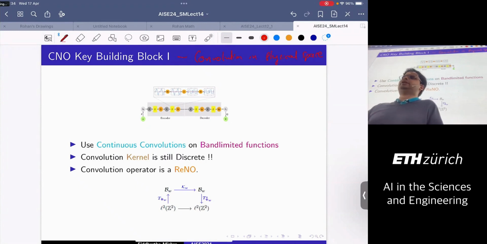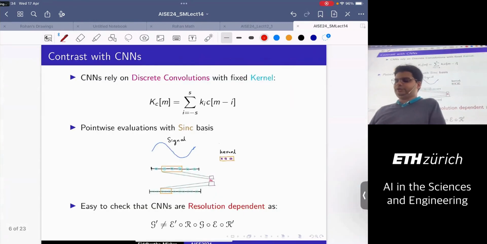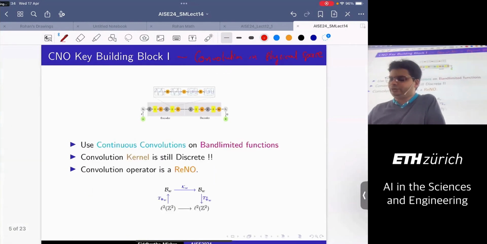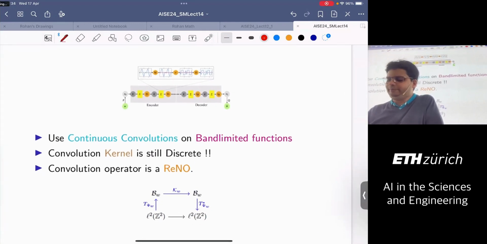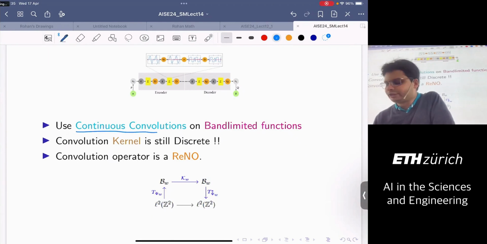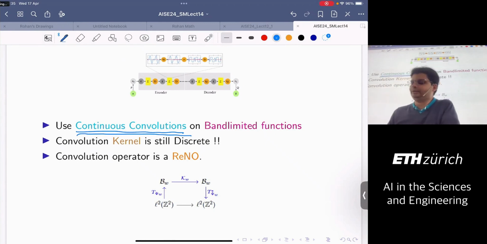So remember, the contrast is always with the CNN. Remember that this was the structure of the CNN. In the CNN, we had everything working at a discrete level, and as a consequence, we failed to have this structure preserving property. But let me now try to explain how the convolutions work, and this requires a little bit of time. So what we do is that we have continuous convolutions. Of course, everything is continuous. We have continuous convolutions, but on the space of band-limited functions.